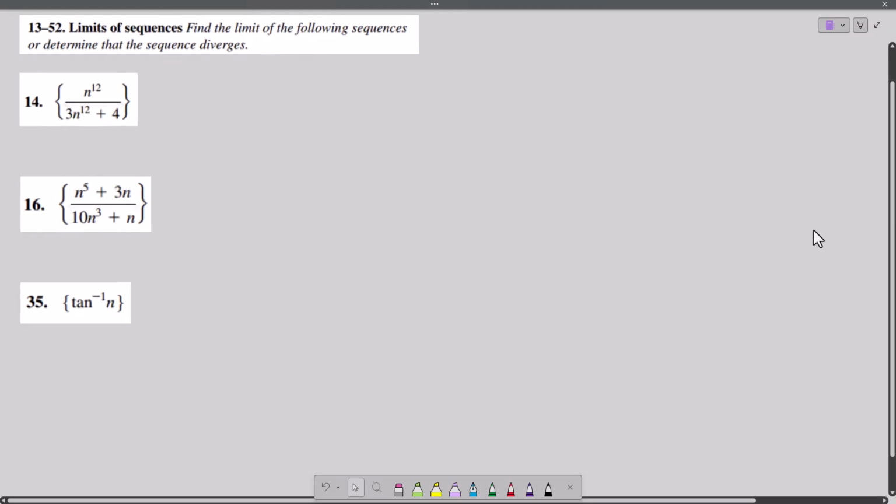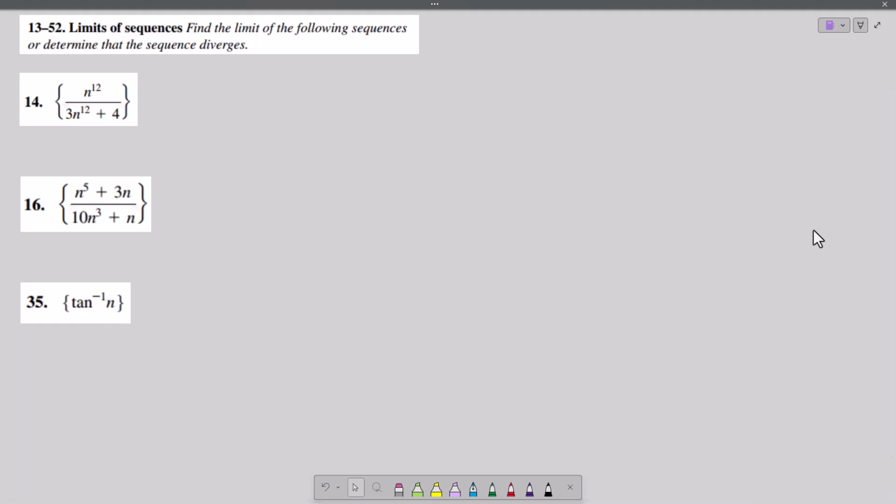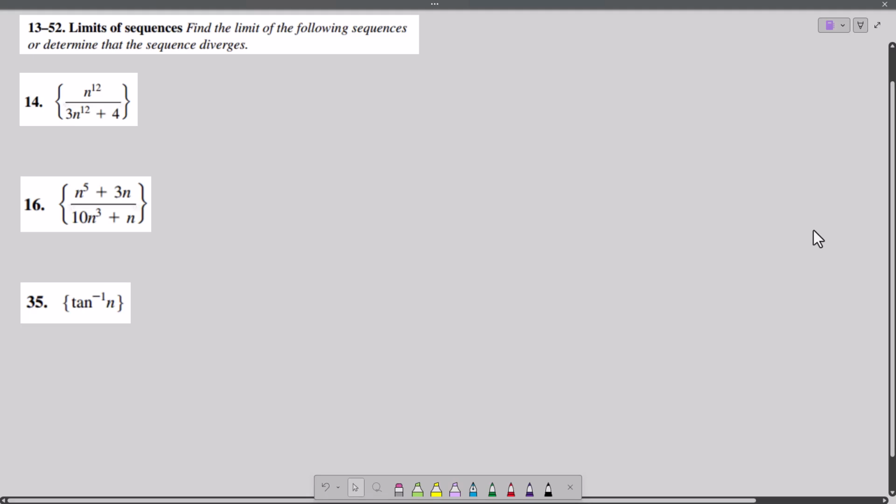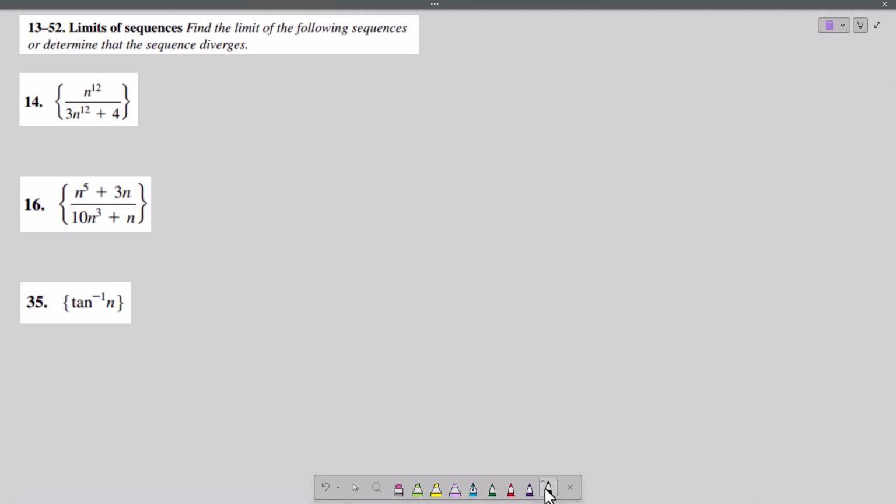So review from Calc 1. Same as Calc 1 when you took limits of functions. So we're taking the limit of these functions as n goes to infinity. And what we notice right away with this one, as n goes to infinity, if we just analyze it as it's presented to us, we get the indeterminate form infinity over infinity, which a lot of times I'll write it like this.